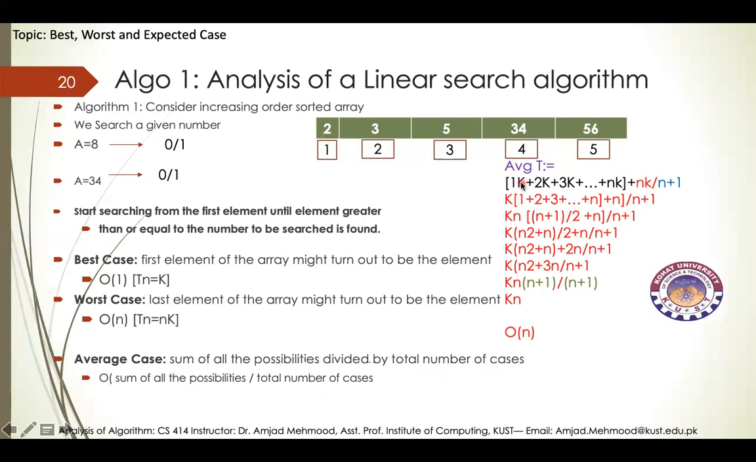Let me explain this with the help of an example. Say I want to calculate the average case on this array. If you find the first element, it will take one constant time, k. If you try to find the second one, you have 2k, and if you want to find the third, how much time will you take? 1k, 2k, 3k, and then nk.